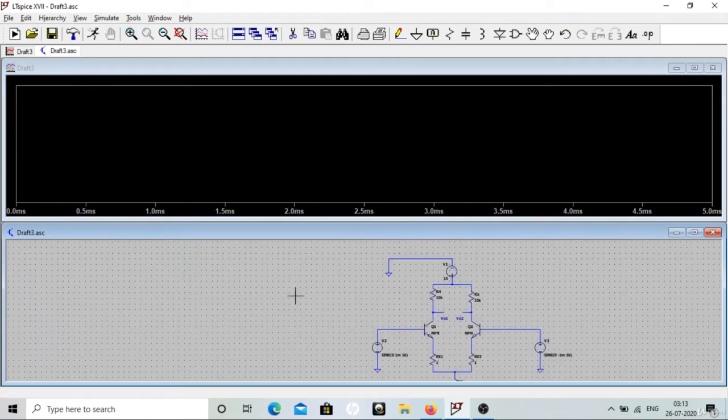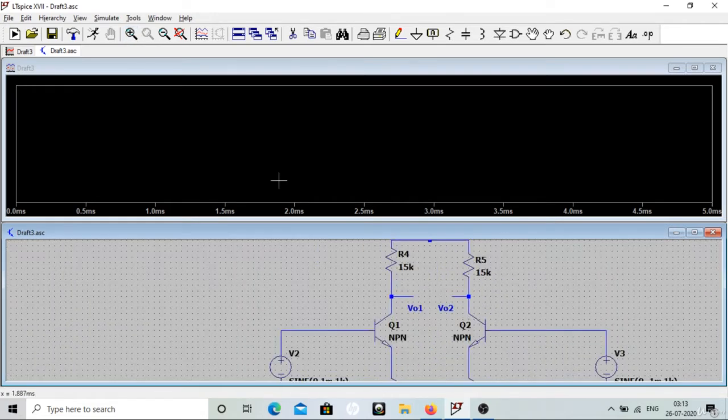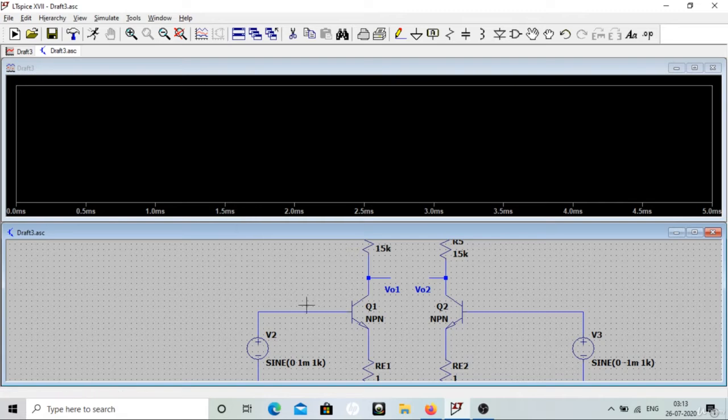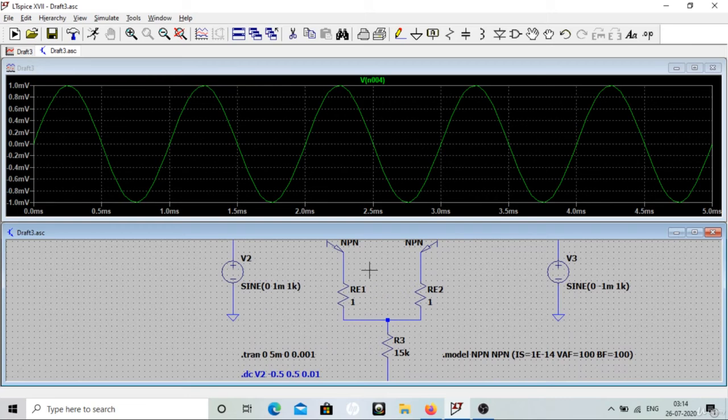If I zoom a bit, here you can see, if I check the input, this is 0 to 1 millivolt. You can see a sinusoidal of amplitude 1 millivolt, and we are running it for 5 cycles, 5 milliseconds, you can see.